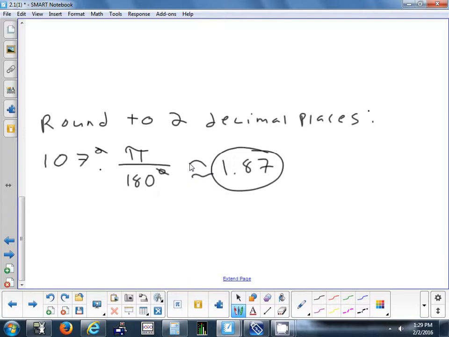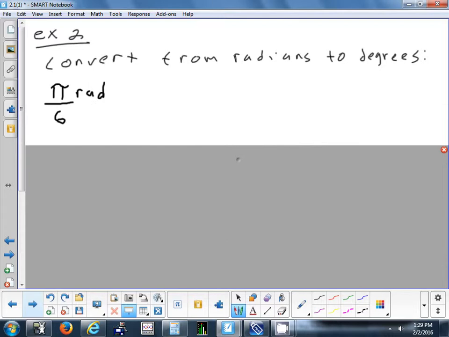Okay, so any questions on changing degrees to radians? Okay, this is the more important way to convert. Converting the other way, radians to degrees, that might be helpful. Like if I said to you, I want you to visualize this angle, pi over 6. Well, I bet once we change it to degrees, everybody will have an idea of how big it is, but maybe you don't right now. Changing to degrees would give you an idea.